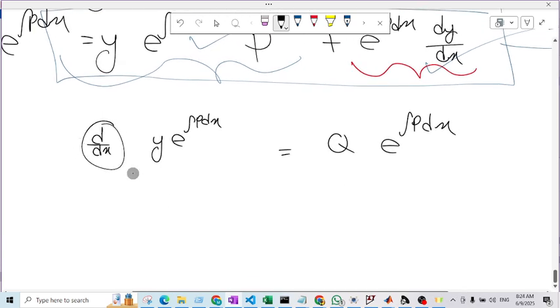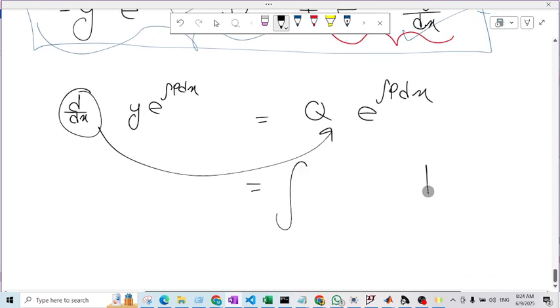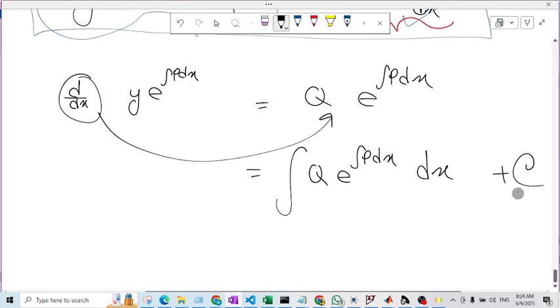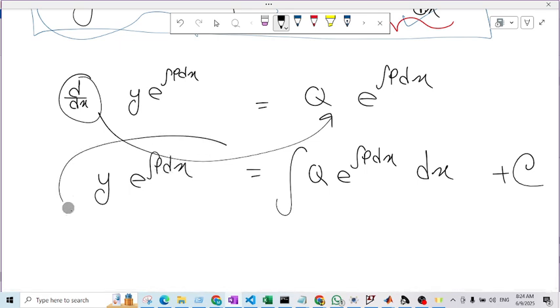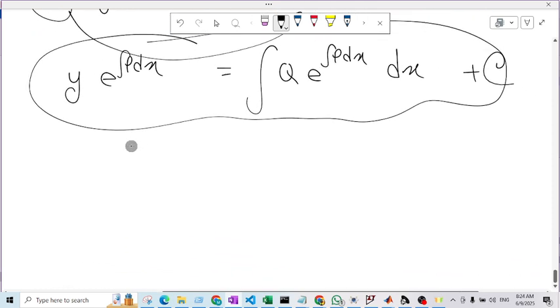Let's take this differential operator to the right hand side, and then we will have an integration: y e to the power integral p dx is equal to the integral of q e to the power integral of p dx, plus C. Don't forget to write a C here; this will be important when I solve the circuit. This is our basic formula, and using it we will now solve the equation.